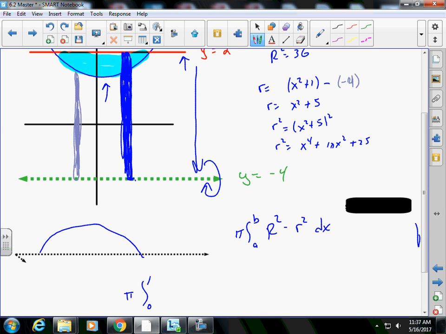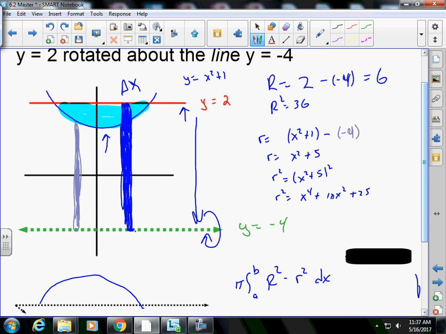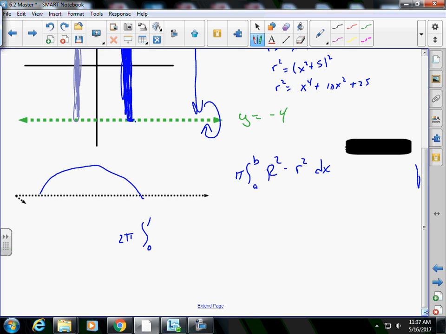And I'm going to double it. It actually goes from -1 to 1, but I'm going to double it. Again, remember, symmetry, right? I could have gone from -1 to 1, or I could just go from 0 to 1 and double it. So I'm going to use the fact that I have symmetry. I'm going to say 2 pi. My outer, my big R, we claimed was 36. Subtract from it my little r, which is x to the fourth plus 10x squared plus 25 dx.